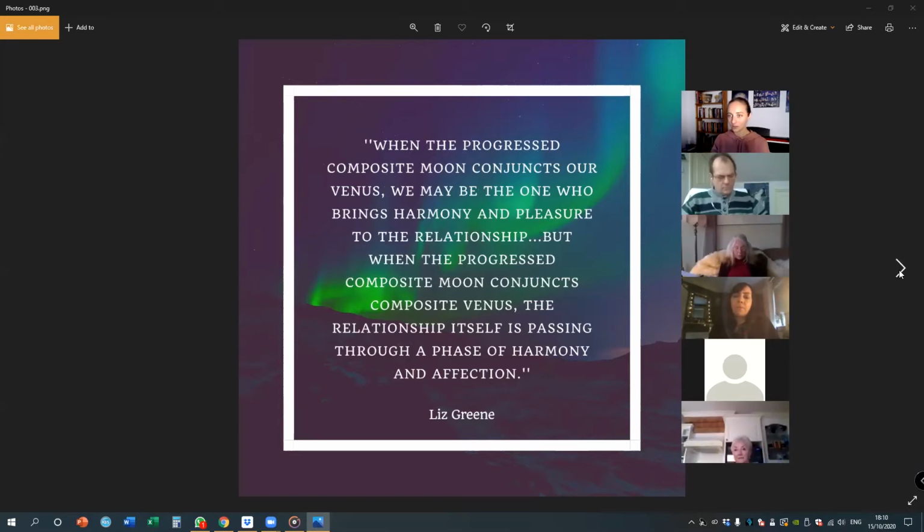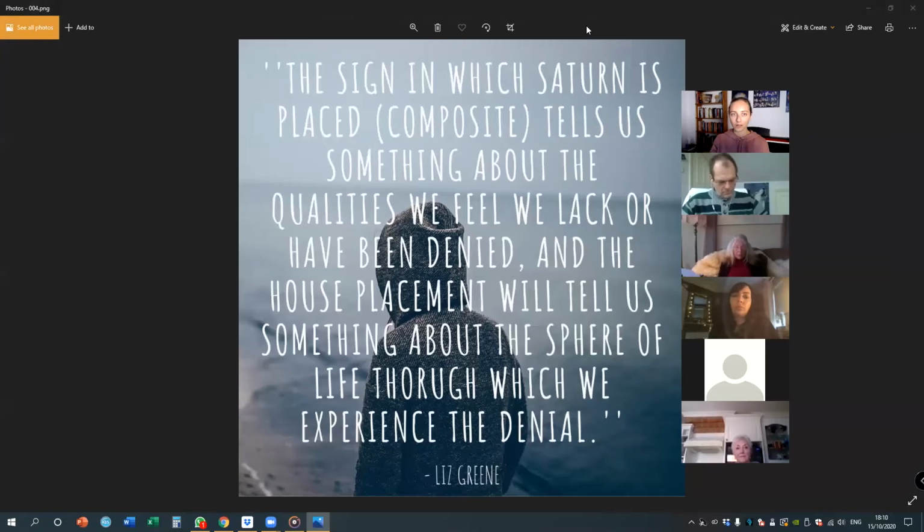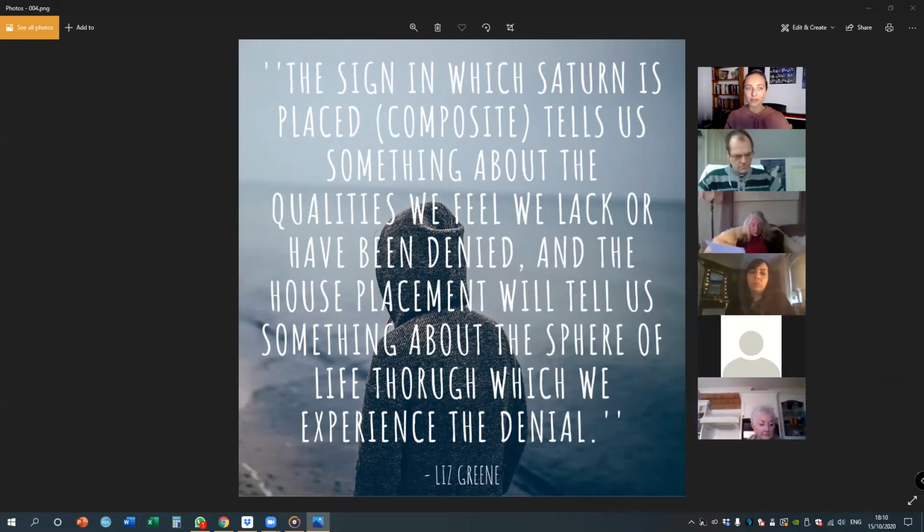And finally, I've got another quote here, which is to do with an example of a transit happening. I think this was about the transit, but no, this is the position of a natal, let's say original, not progressed composite, but the actual composite. So the position of a planet, and here it's a Saturn example. The sign in which Saturn is placed in the composite tells us something about the qualities we feel we lack or have been denied. And the house placement will tell us something about the sphere of life through which we experience the denial.